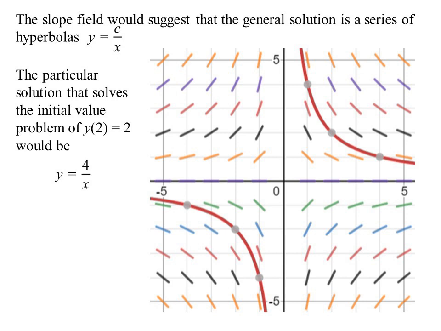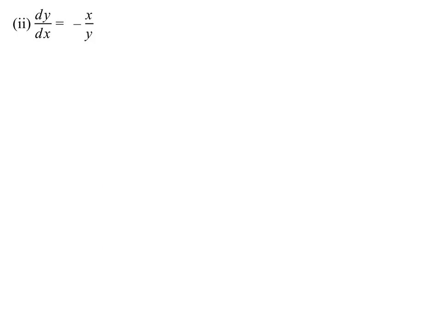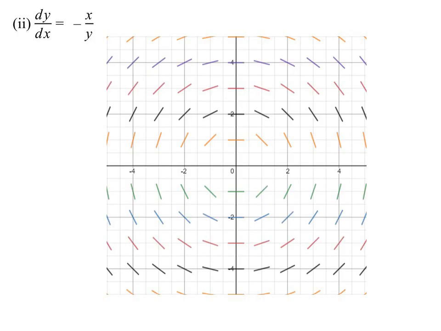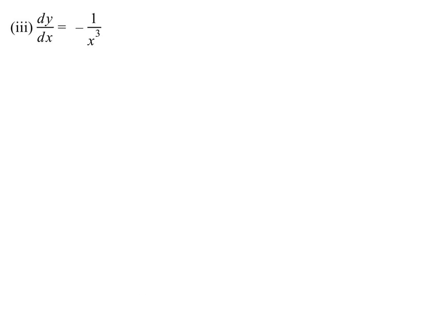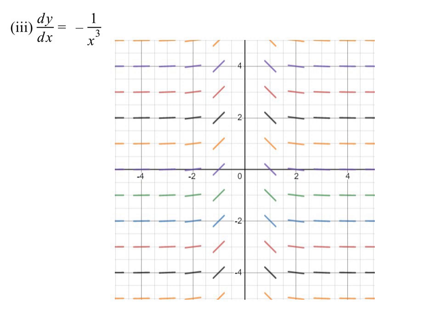Let's just take a look at a few more. So minus x on y, that ends up looking like that. Well, that's suggesting to me circles. There's all possible curves that would have dy/dx equal to minus x on y. Minus 1 on x cubed would look like that. Wow, what's that one doing?